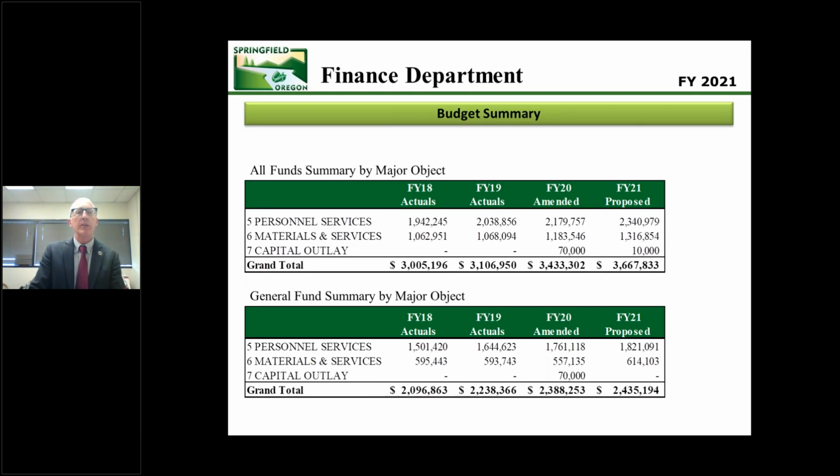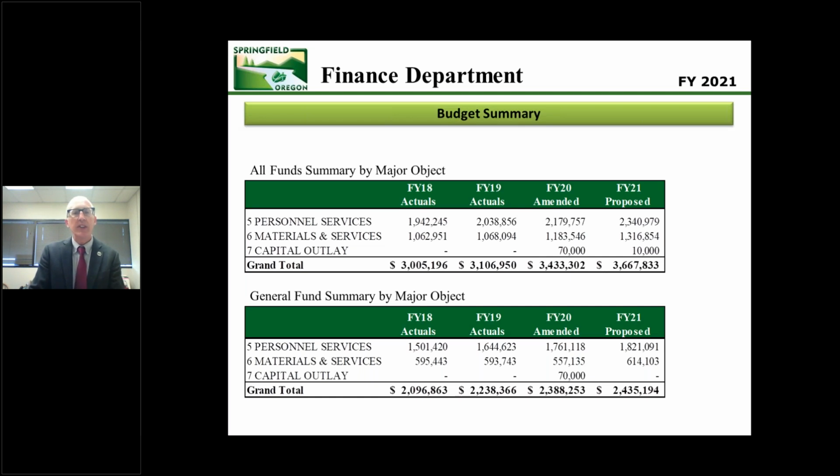The all funds, because it spans so many funds and so many activities, it can sometimes be confusing or misleading. For instance, in here you see what looks to be a significant increase in personnel services. But that's for that embedded analyst position that I mentioned before, and it's still funded by the same funds. It just previously was in a Development and Public Works org, and now it's in the finance org, so it shows up in our budget.